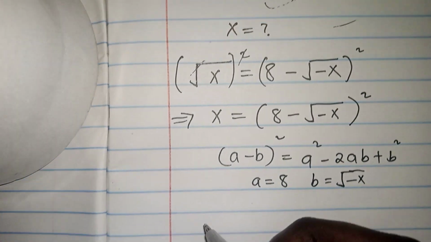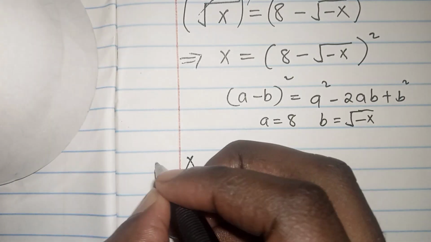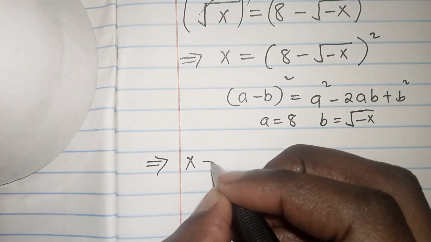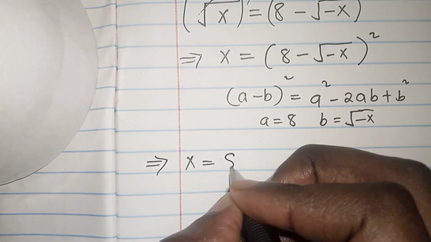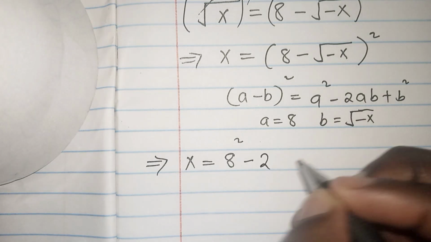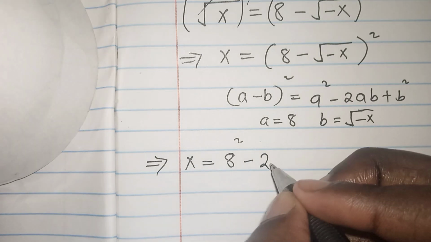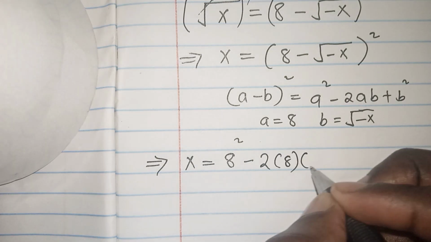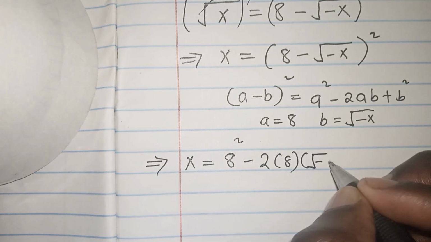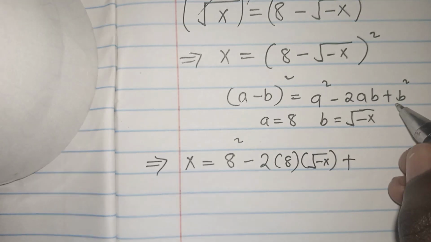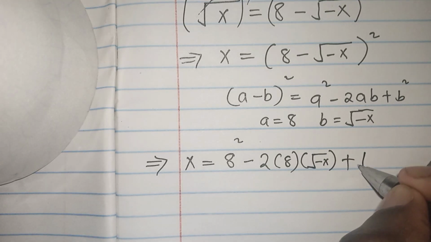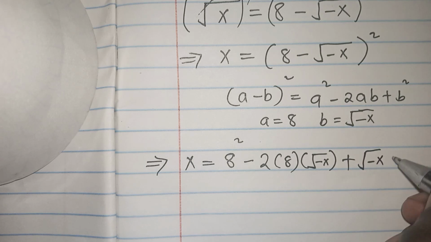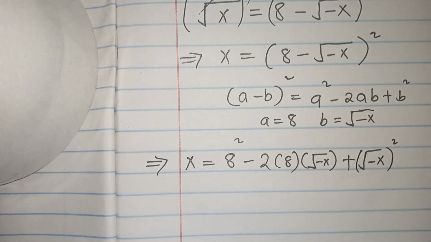So this means that x is equals to a squared, which is 8 squared minus 2ab. A is 8, b is the square root of negative x, plus b squared, which is the square root of negative x, all this squared. Nice. So our next step, let us evaluate this.